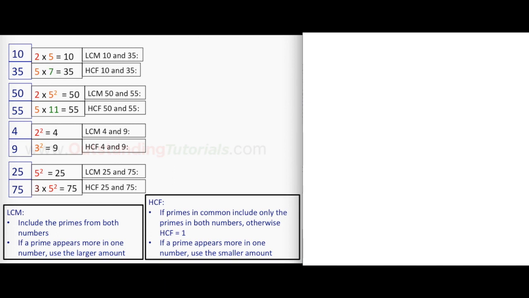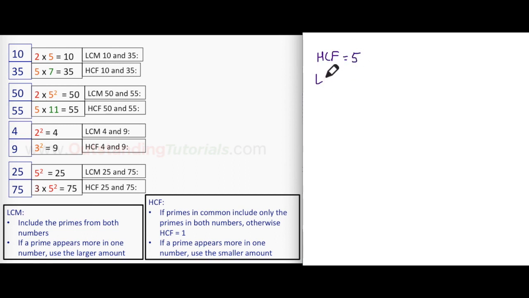So what would be the highest common factor? I like to start with the highest common factor because I think it is easier to do. Are there primes in common? Yes. Include only the primes in both numbers. So I don't want to include 2. I don't want to include 7. I only want to include the prime that is in both numbers, and that is 5. It doesn't appear more than once, so I don't need to pick larger or smaller, because it's 5 to the power of 1 and 5 to the power of 1. So in that case, highest common factor would just be equal to 5.